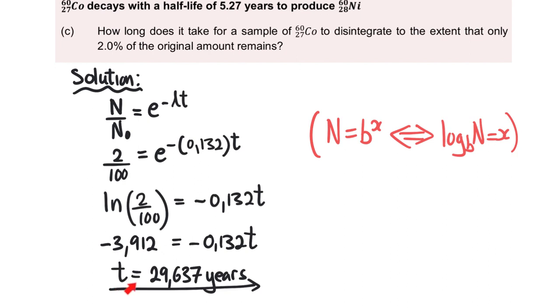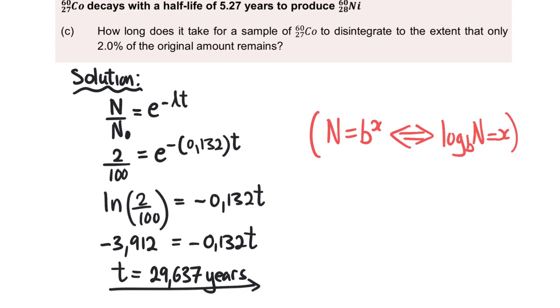the time it will take for the sample of cobalt-60 to decay to the point where only 2% of that original sample is now radioactive, in other words, still has undecayed cobalt-60 nuclei that have yet to decay to nickel-60, is 29.637 years.